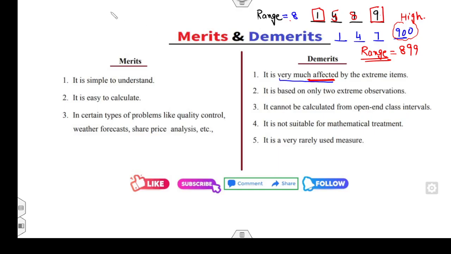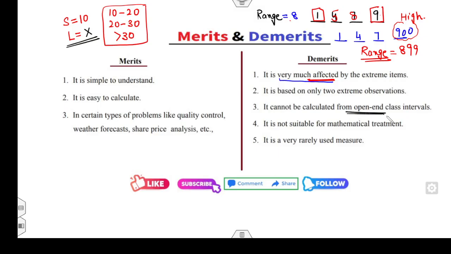Fine. अगर आपके पास ये कहा दिया जाए 10 to 20, 20 to 30 and greater than 30. Can you calculate the range? You will get the smallest element is 10. But what is the largest element? Greater than 30. It is not given as 30 to 40. It can be 30 to 40. It can be 30 to 70. It can be 30 to 100. So you are unable to compute as the open largest value. That means they are not able to compute as the open end class interval.